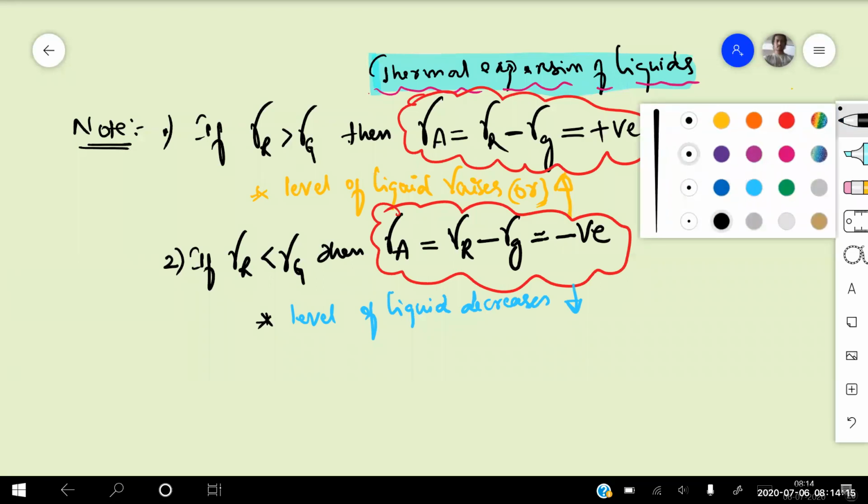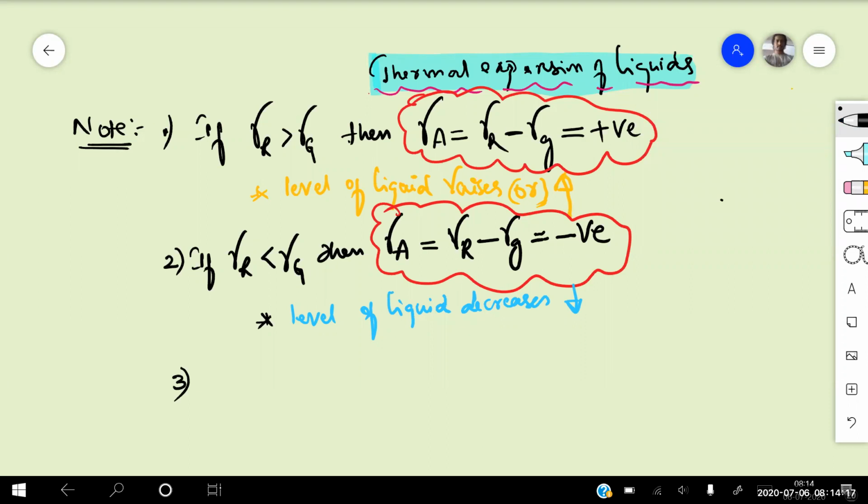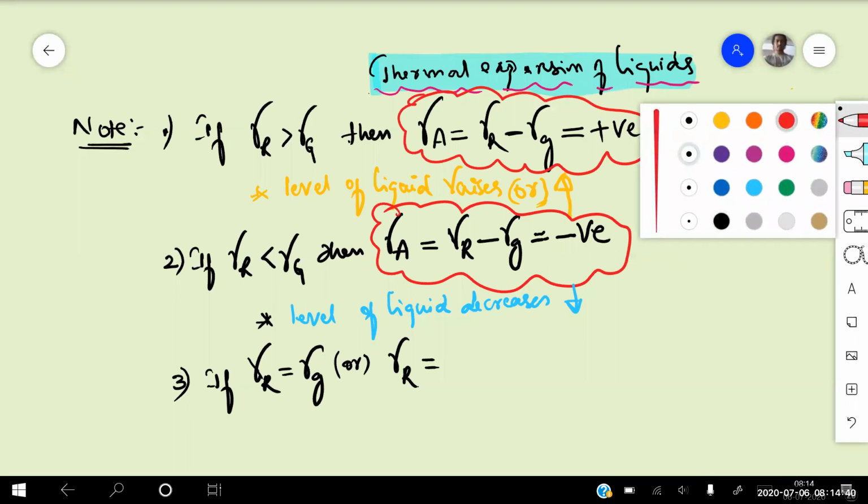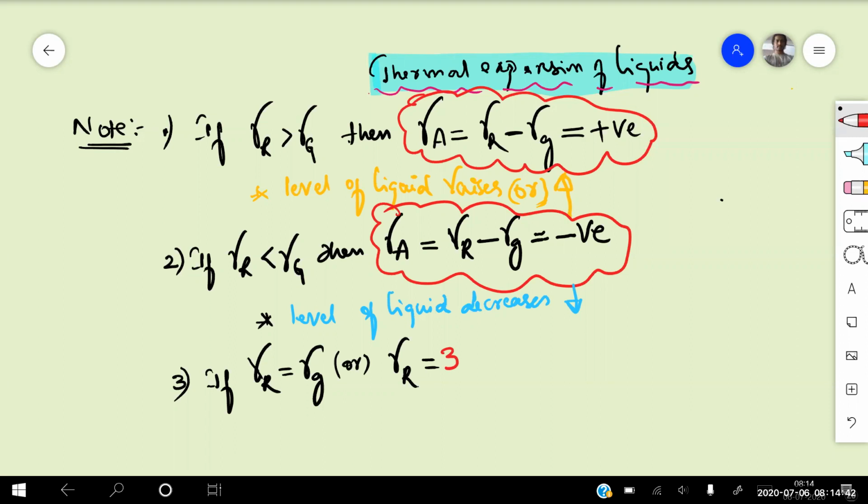Yes, sir. Okay, third point. Because these three points are already asked in competitive examinations, beta. If gamma r is equal to gamma g, can you tell me what will be the gamma of glass, anyone? In terms of alpha, gamma r will become how much? Three times alpha of glass. Yesterday I told you.